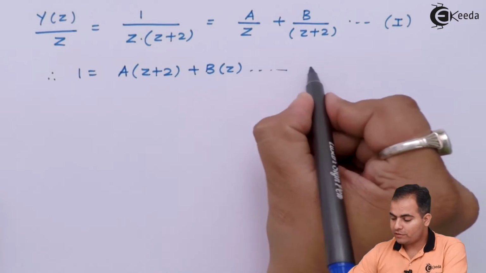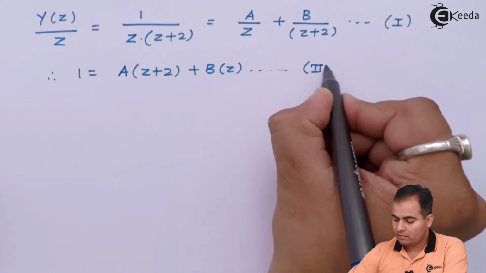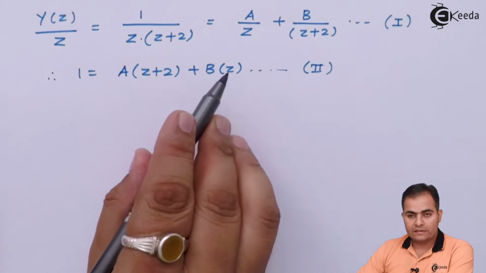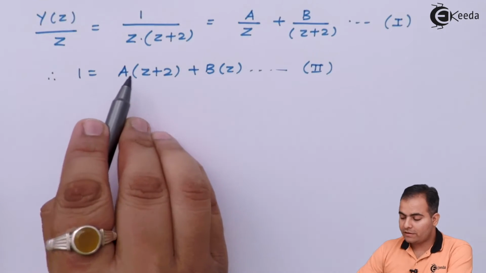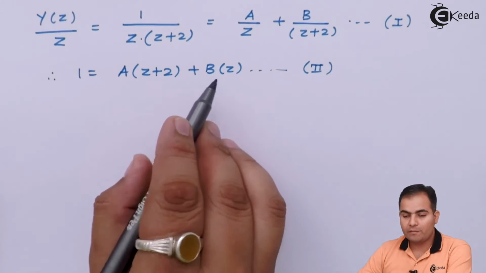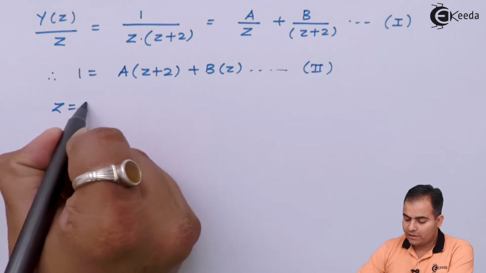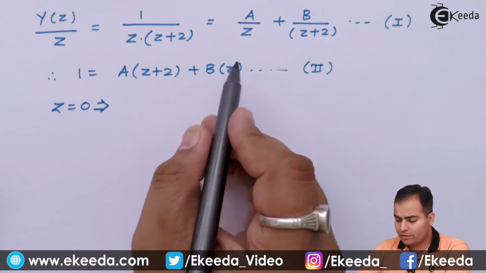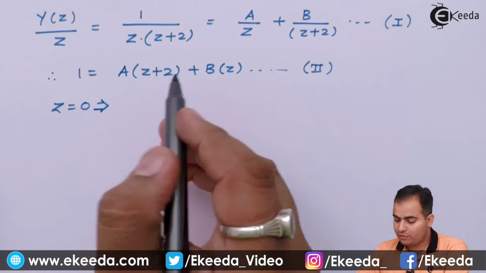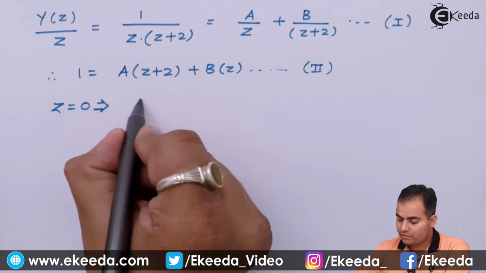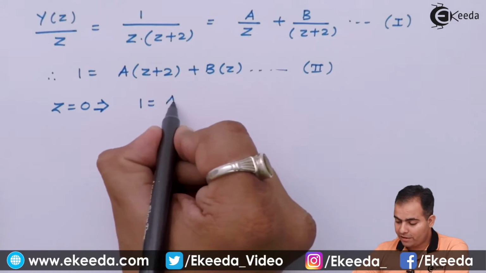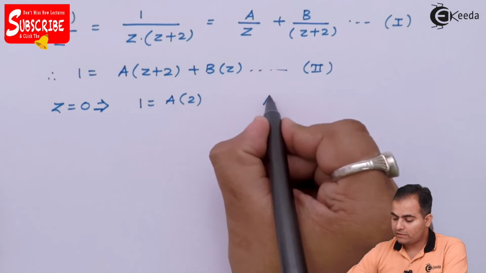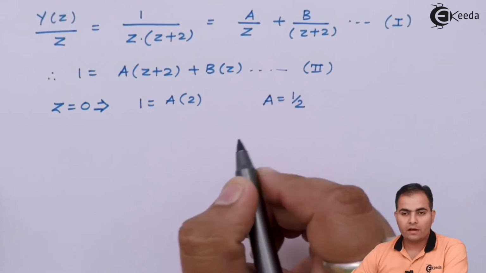and this is nothing but my equation number 2. Now simply substitute different values of z so that you can calculate the values of the constants A and B. First I'll substitute z equals 0 in equation number 2. If I substitute z equals 0, then automatically 0 into B becomes 0, so you will get the answer only for A. On the left hand side we have 1 and on the right hand side we have only 2A. If I shift this 2 to the left hand side, you will get the answer for A, which is half.